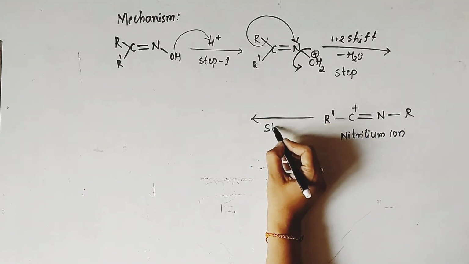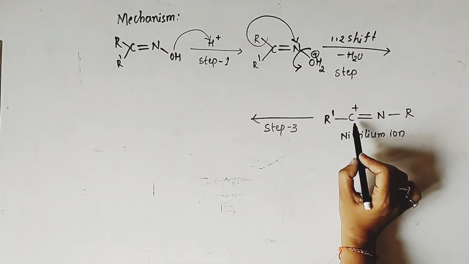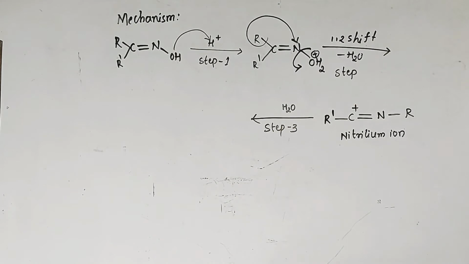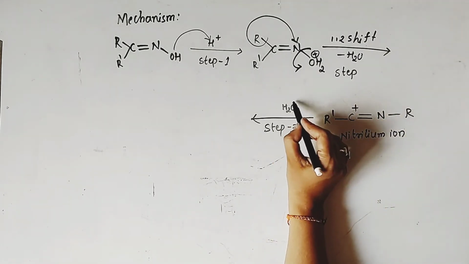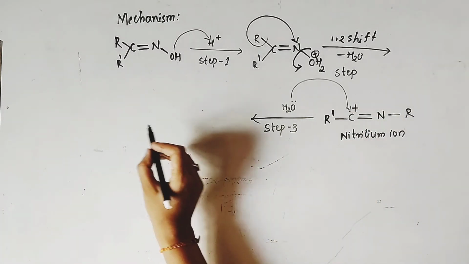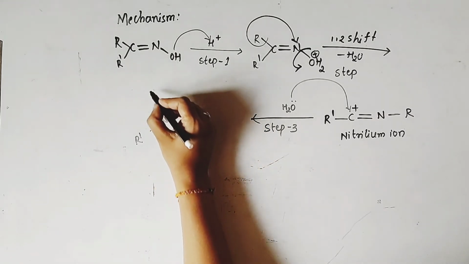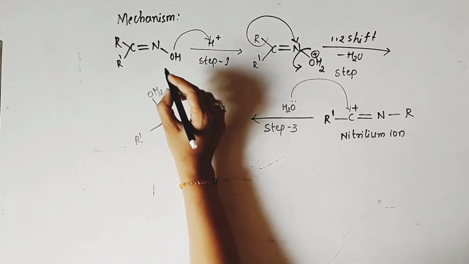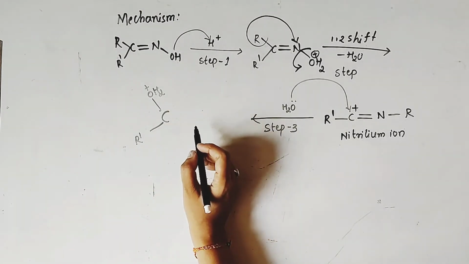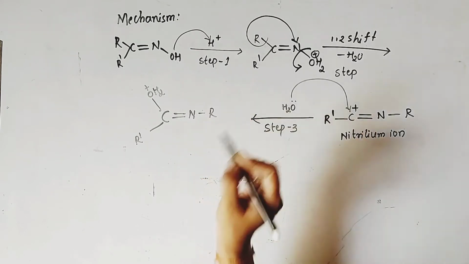The third step involves the attack of a nucleophile on the electron deficient carbon of the nitrilium ion, that is, a water molecule will attack here, the attack of the nucleophile on the electron deficient center, that is C plus here. So this becomes, this is R dash, here we have OH2, and because of excess of bond, now oxygen is having a positive charge. So along with this we have C double bond N, and this is R.